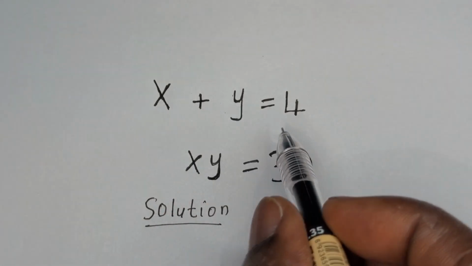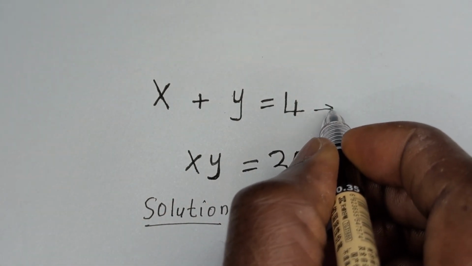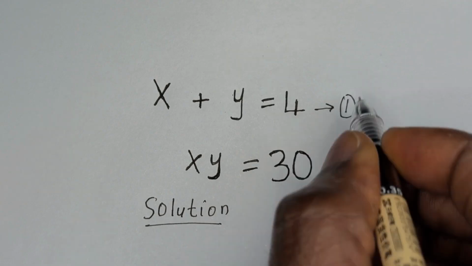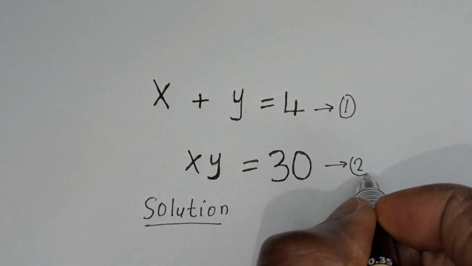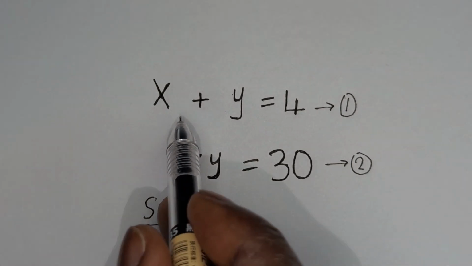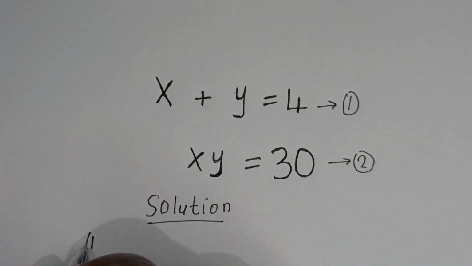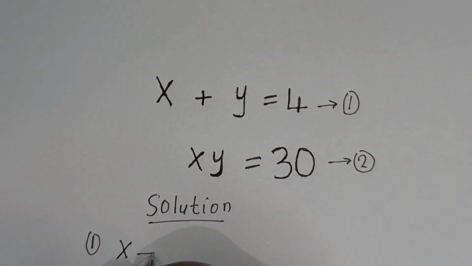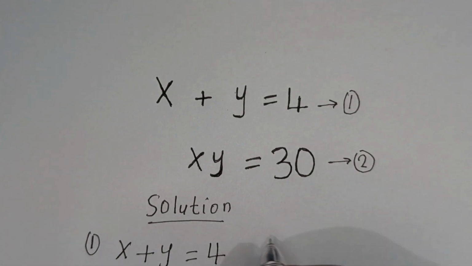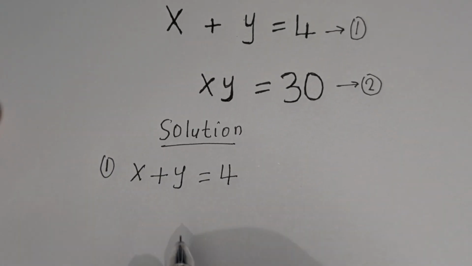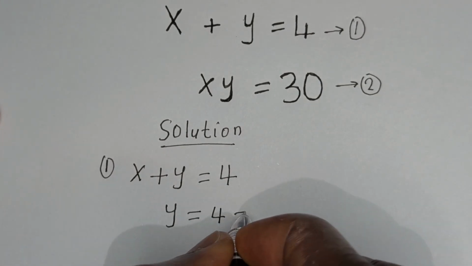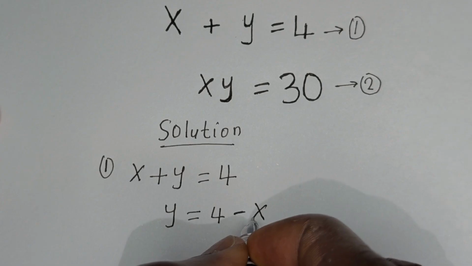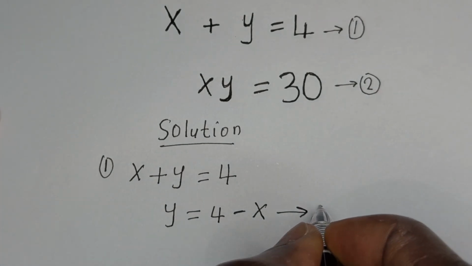Here, x plus y is equal to 4. Let us call this equation 1. xy is equal to 30. Let us call this equation 2. Then from equation 1, x plus y is equal to 4. Now y is equal to 4 minus x. Let us call this equation 3.